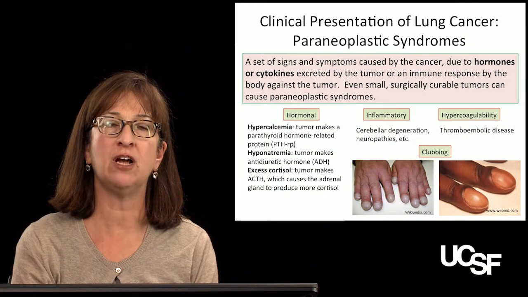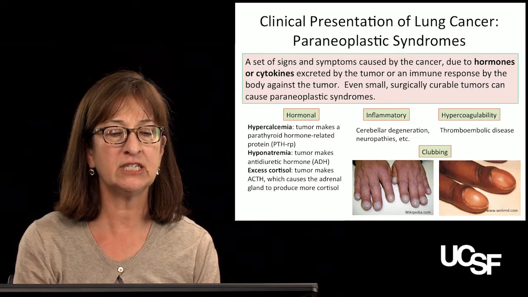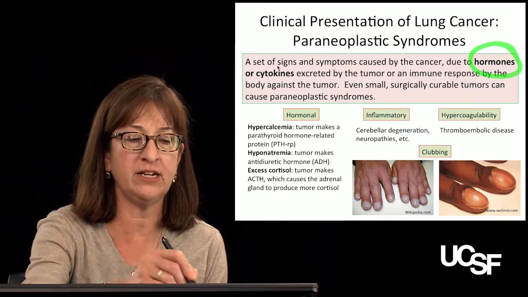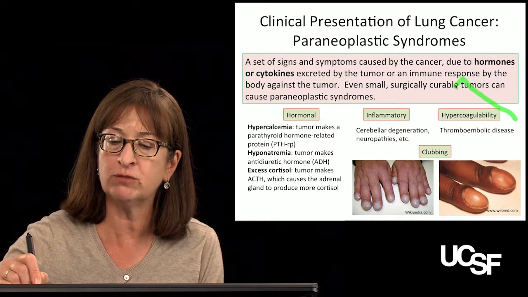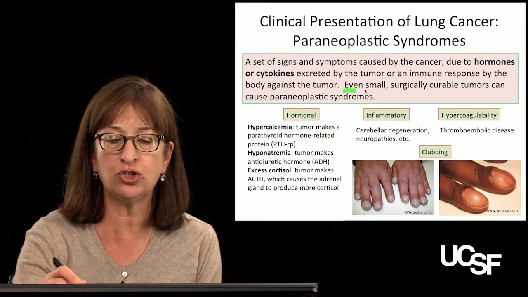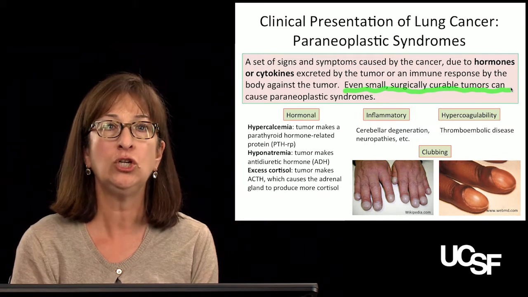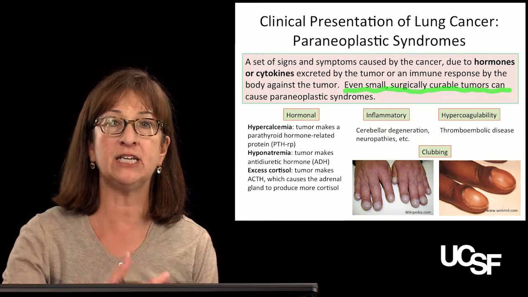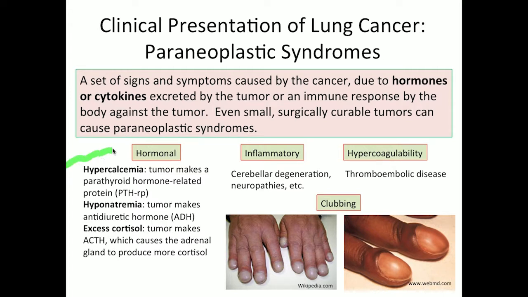Another presentation of lung cancer can be something called paraneoplastic syndromes. So these are a set of signs and symptoms caused by the cancer, either due to hormones or cytokines excreted by the tumor, or by an immune response by the body against the tumor. So in this case, even small surgically curable tumors can cause paraneoplastic syndrome. So this does not necessarily mean this is advanced lung cancer, even though the patient is having systemic manifestations of it.